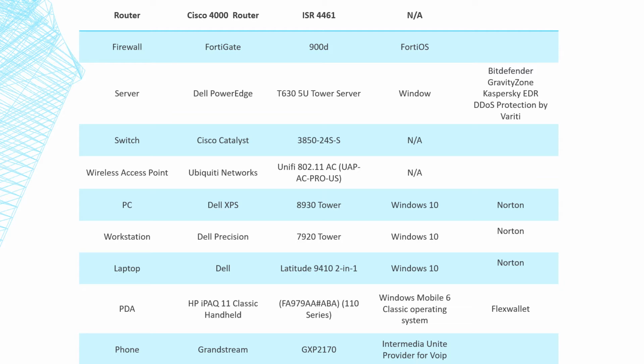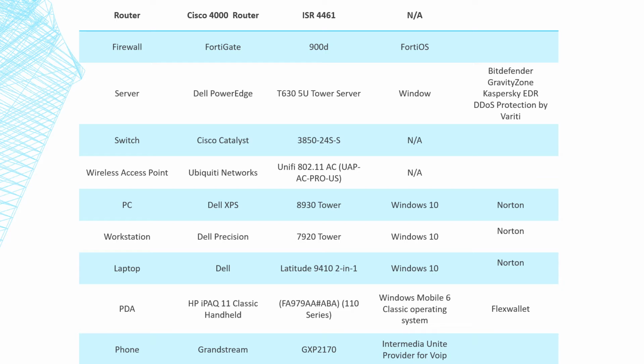For the router, I chose a Cisco 4000 router, ISR 4461. Next would be the firewall, FortiGate 900D, which comes with FortiOS. The server I chose was a Dell PowerEdge T630 5U tower server. Going to use Windows on it. For additional software, I chose Bitdefender GravityZone antivirus, Kaspersky EDR for the real-time monitoring and detection of threats. Lastly, for the server, I wanted to put in some DDoS protection by Verisign.